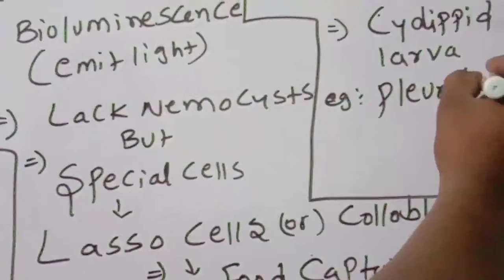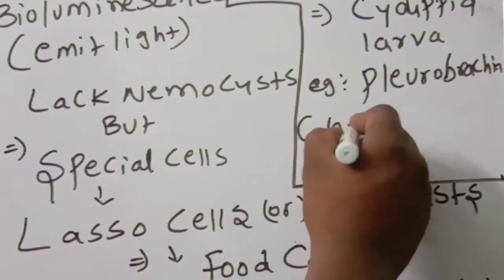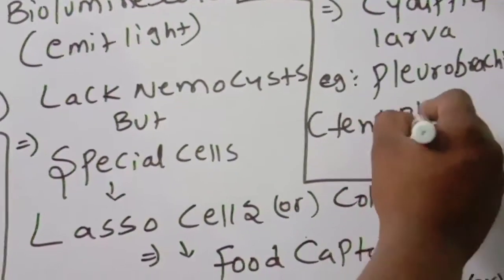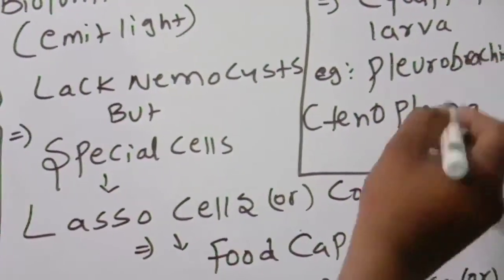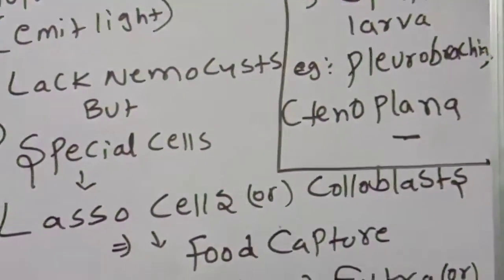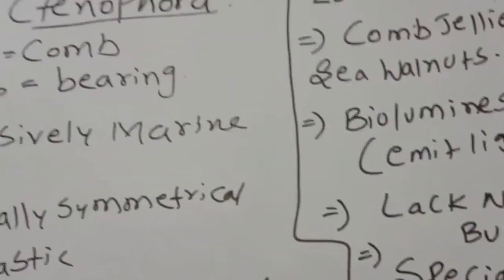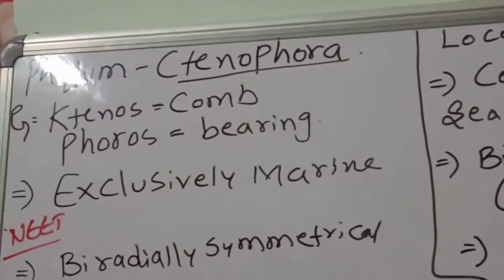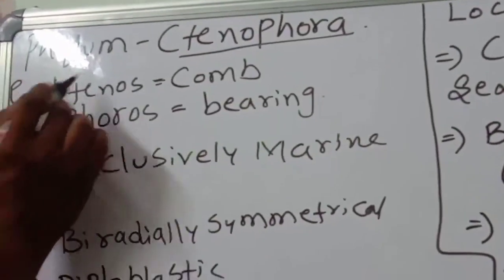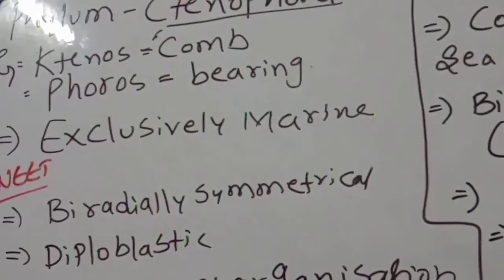Pleurobrachia and Tenoplana will be there. These are the examples. Okay, children, observe very carefully. Phylum Ctenophora. Cteno in the Greek means comb, and phora means bearing, so comb bearing.